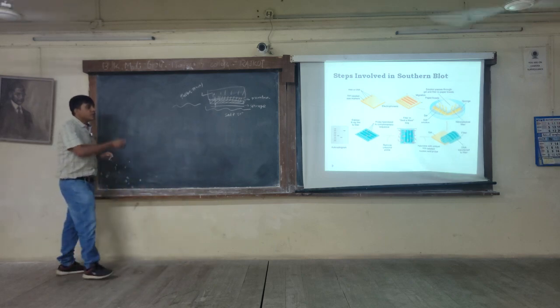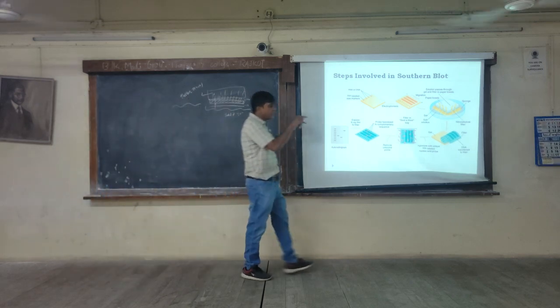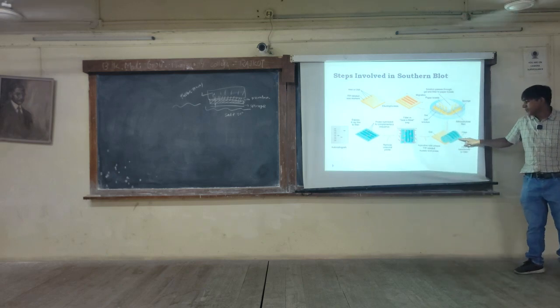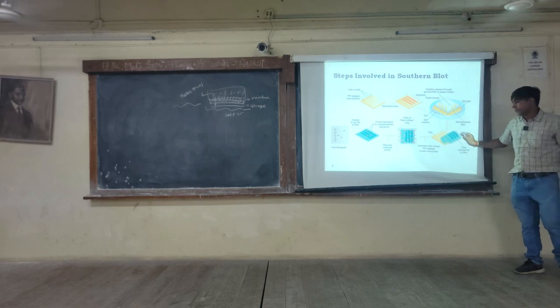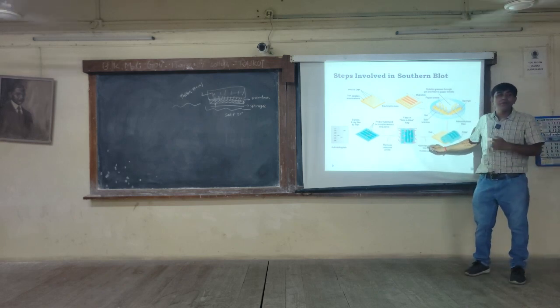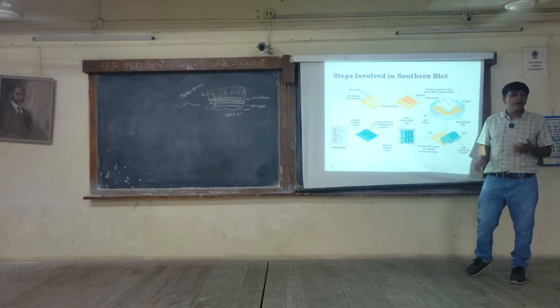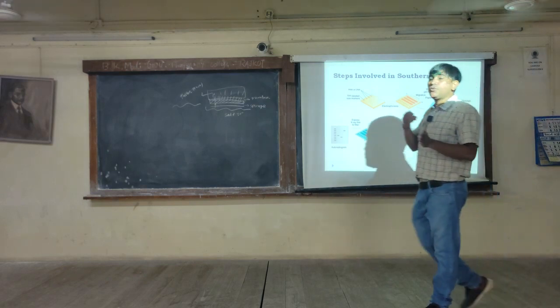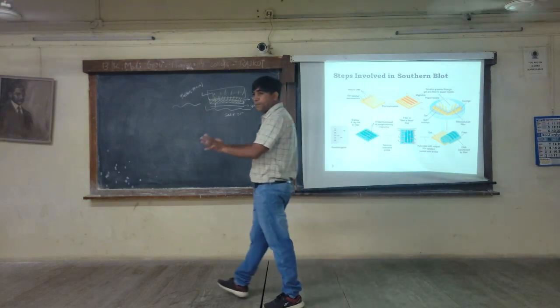Now the membrane is having different bands, as they are apparent over here. These are the bands of DNA and RNA. Now what we do is we go for hybridization. We already have a complementary structure of DNA which we want to detect in the sample.